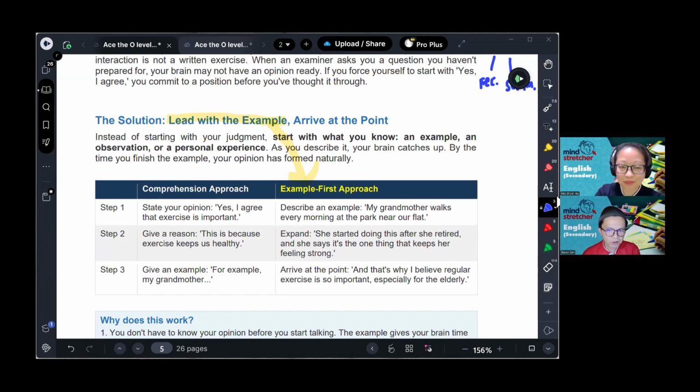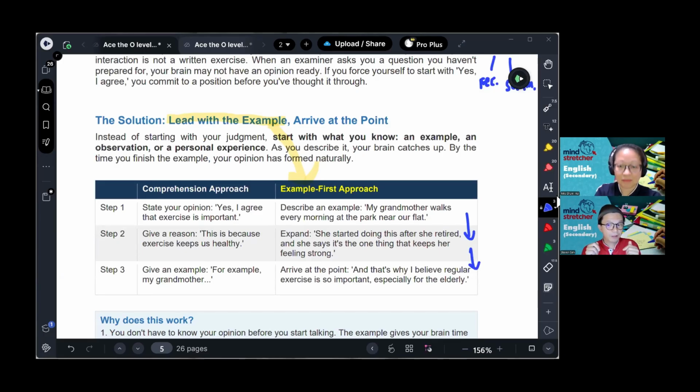So you describe my grandmother walks every morning at the park, and then you expand. She started doing this after she retired. And then the point is, and that's why I believe regular exercise is important, especially for the elderly. It's the reverse.